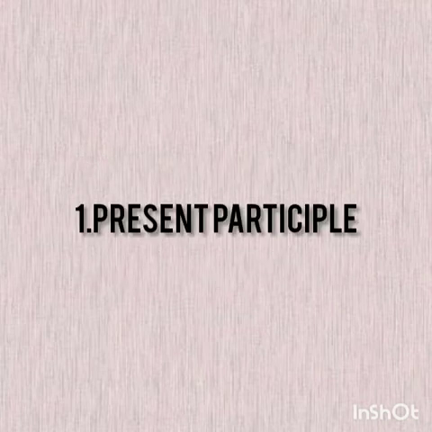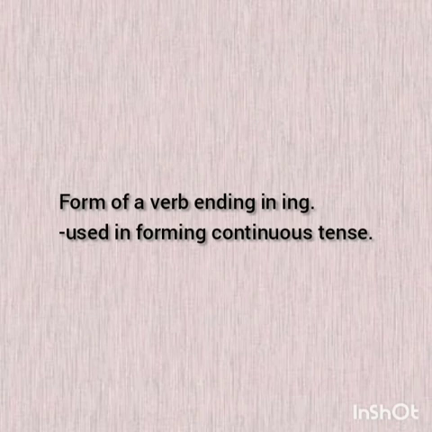Now we will discuss the present participle. Present participle indicates the form of a verb ending in ing, which is used in forming continuous tense. For example, I'm thinking. The present participle is used in four ways. First, it is used to represent an action going on and incomplete. We can go through the examples.